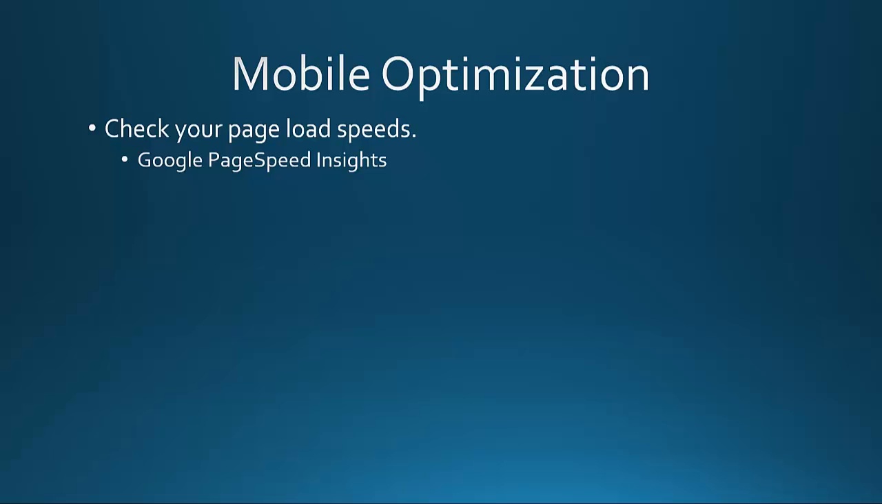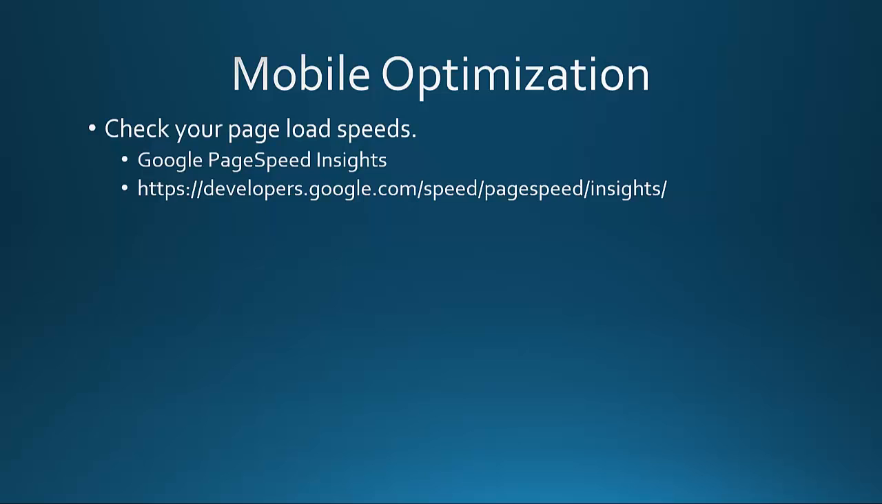So Google PageSpeed Insights is a really powerful tool that you can use for this. You can go to developers.google.com/speed/pagespeed/insights. You could also do a simple Google search and find the same link, called Google PageSpeed Insights. I would probably recommend the search method, or you could copy and paste from this if you would like.